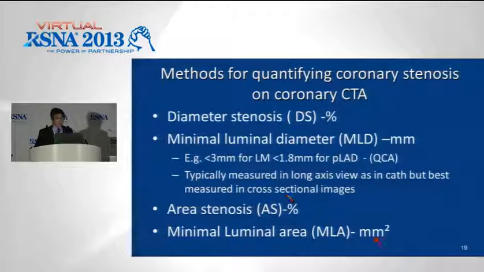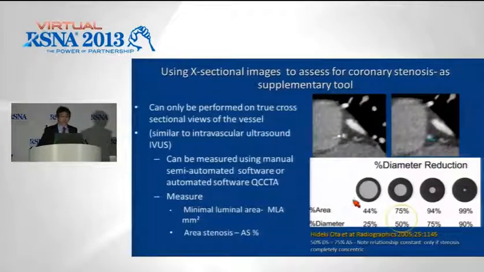But there are two other measures, area stenosis and minimal luminal area, which I want to concentrate a bit on. Because on your workstation, you always have your full set of data, and you should try and use cross-sectional images to assess for coronary stenosis as a supplementary tool. It can only be performed on true cross-sectional vessel views using double oblique MPRs, similar to intravascular ultrasound. You can measure it either manually or use QCT, the automated software, and you can measure two parameters, MLA, millimeter squared, or area stenosis. I draw your attention to this chart.